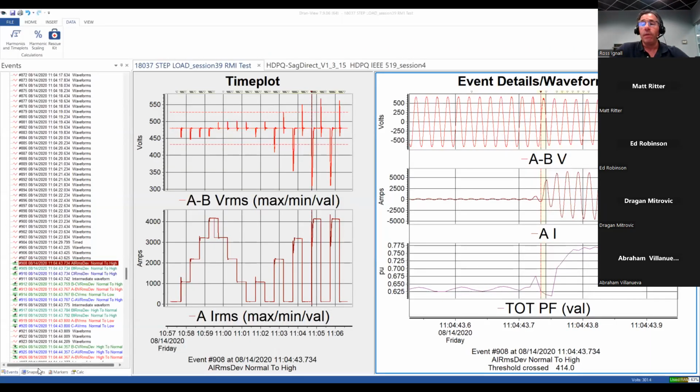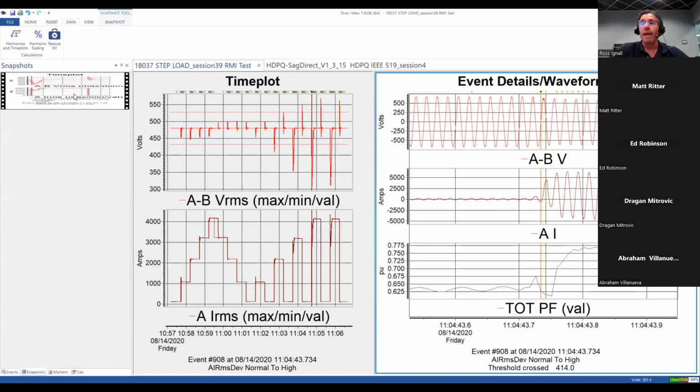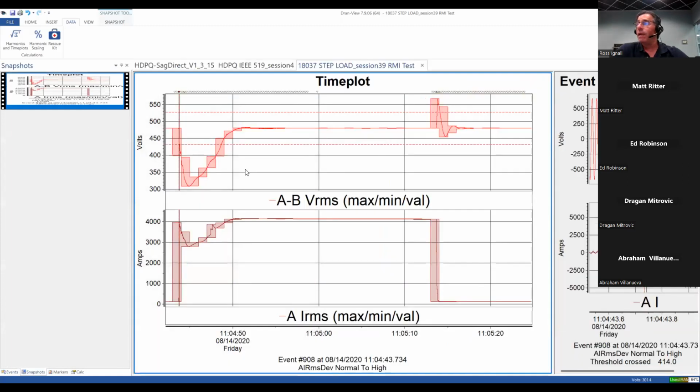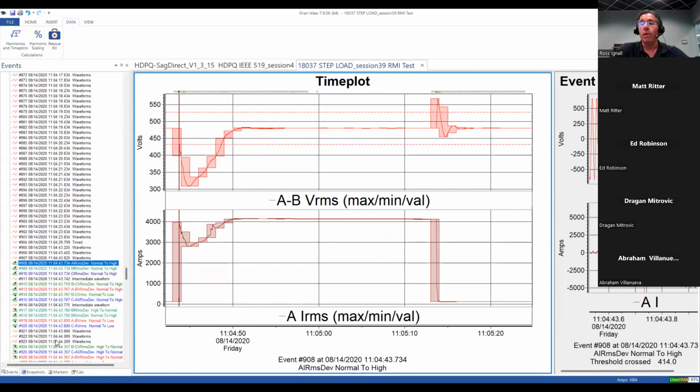Using the bookmark or the snapshot feature, I created a snapshot which basically captures that, and that's really what I put in the PowerPoint. And again, this is buried in that step load test file that we have. This would be an example of an inrush test that you would want to be looking at. And again, you can look at the individual events here.